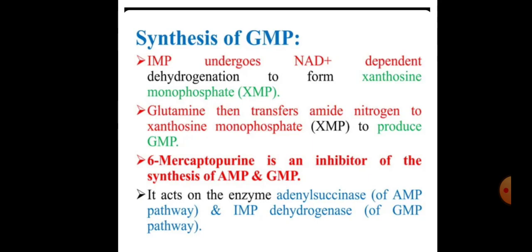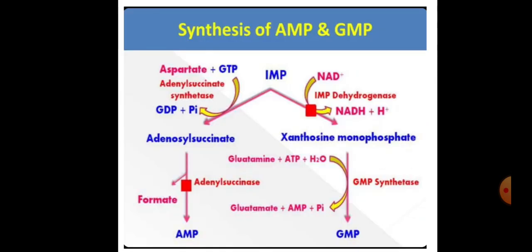Then 6-mercaptopurine is an inhibitor of the synthesis of AMP and GMP. It acts on the enzyme adenylosuccinate synthetase of the AMP pathway and IMP dehydrogenase of the GMP pathway. See here the synthesis of AMP and GMP from inosine monophosphate. Aspartate plus GTP, with adenylosuccinate synthetase, and here GTP will be converted to GDP.